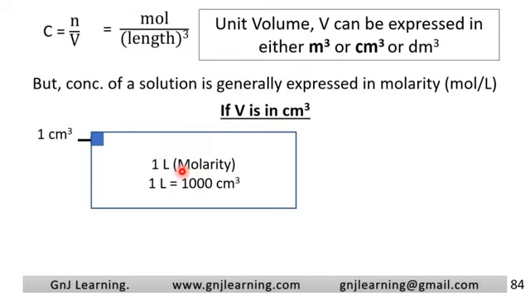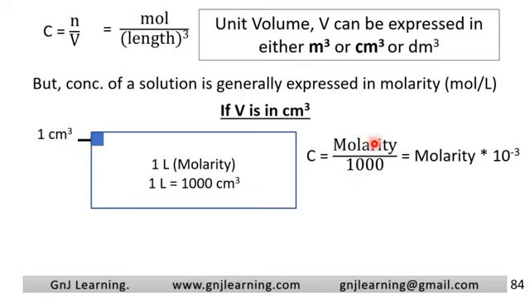Generally, our concentration is given in molarity. In chemistry, solution is given in molarity. But if they are asking for centimeter cube, I have to convert molarity into centimeter cube. I have to express molarity in terms of centimeter cube. That means if molarity is given, to convert it into centimeter cube, I have to divide molarity by 1000. That is, C is equal to molarity divided by 1000. Because centimeter cube is only a small portion, 1 by 1000th portion of a molarity. So I have to divide molarity by 1000.